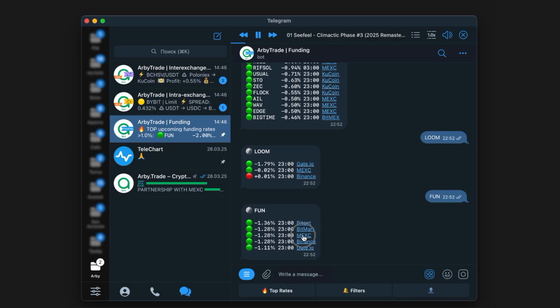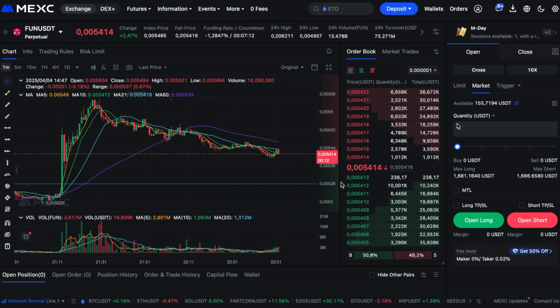Let's head to the exchange. The funding rate and the time until it's calculated are displayed at the top. We'll open the position using a market order, so make sure Market is selected at the top of the trading terminal. Our current deposit is $150. It can be smaller or larger.